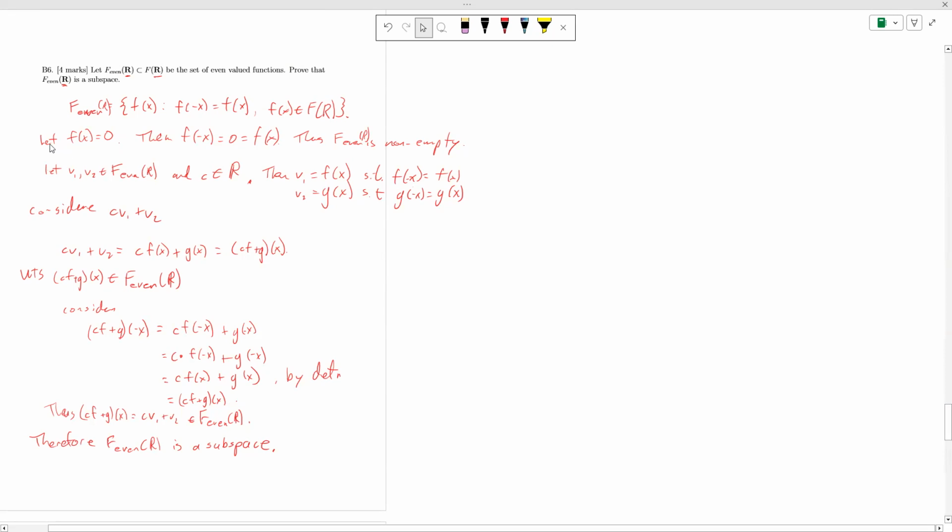So we start by showing non-empty. To show non-empty, we let f of x equal 0, then f of minus x equals f of x. Thus, the set of even valued functions is non-empty. There exists a function in it.